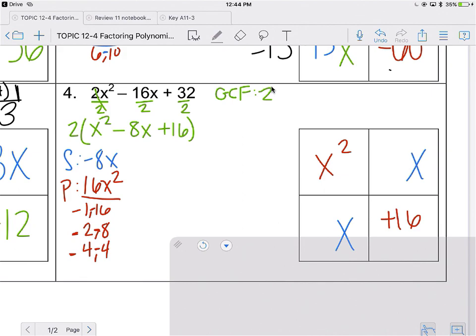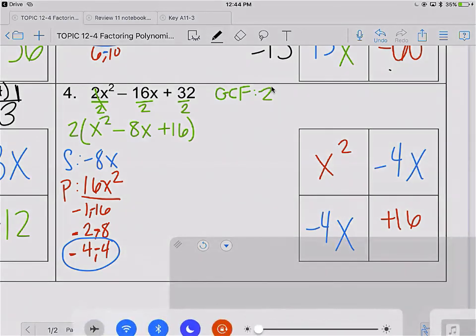Now, when I add these, negative 1 plus negative 16 is negative 17. Negative 2 plus negative 8 is negative 10. Negative 4 plus negative 4 gives me that negative 8. So I have a negative 4x and a negative 4x as my factors.